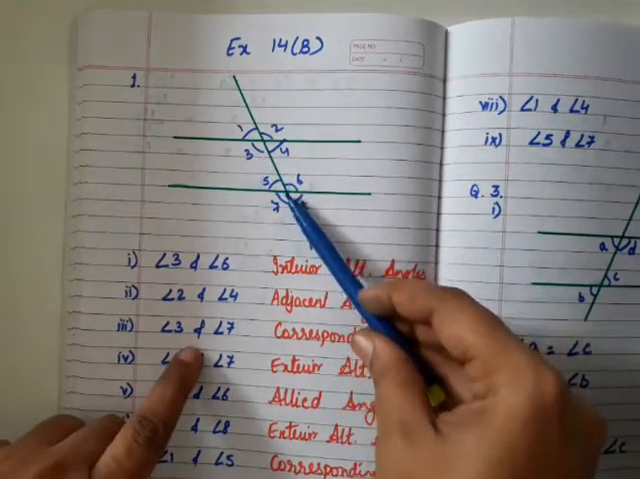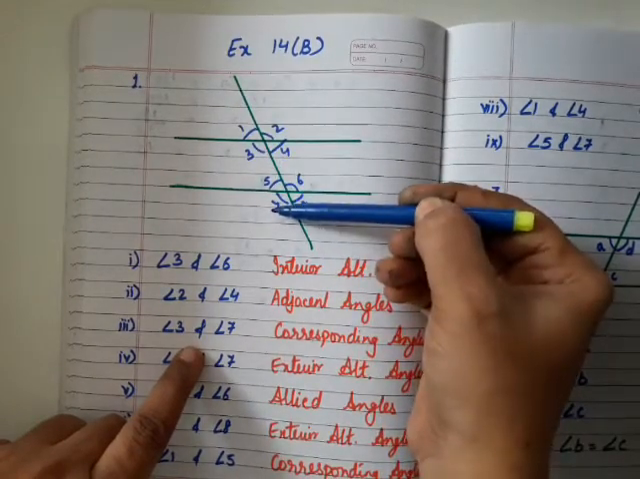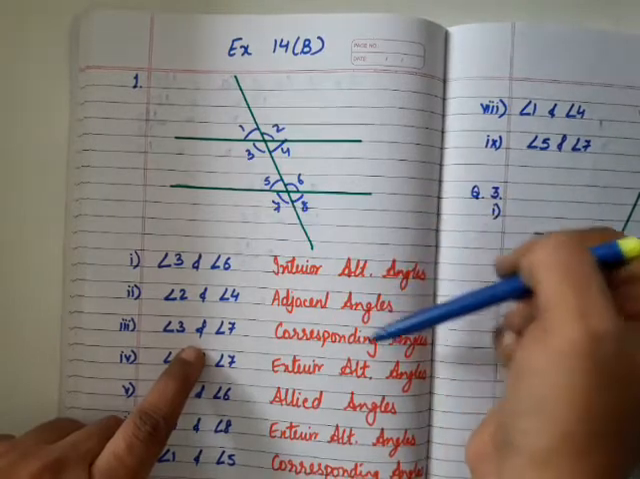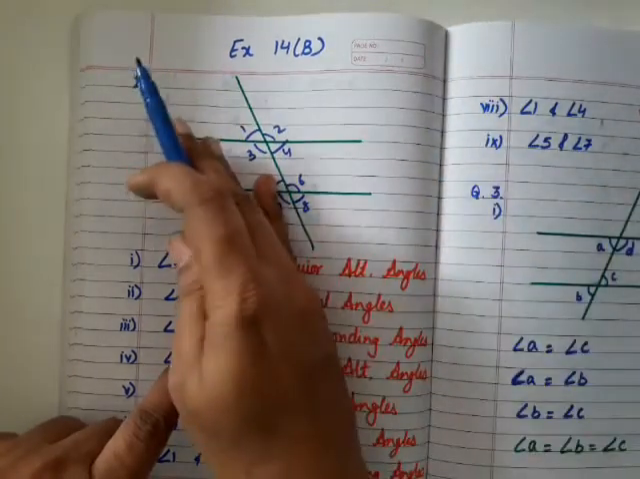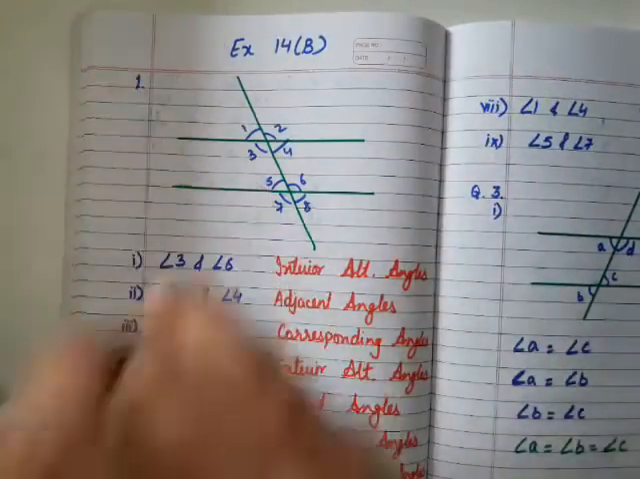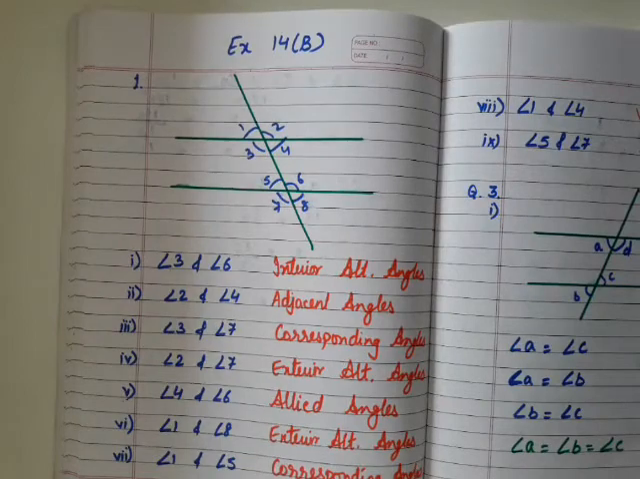Next one, 3 and 7. If you see 3 and 7, they are occupying the same position. So the name of this kind of angles is corresponding angles, on the same side of the transversal. 3 is below the line, 7 is also below the line, towards the left of the transversal. So corresponding angles.